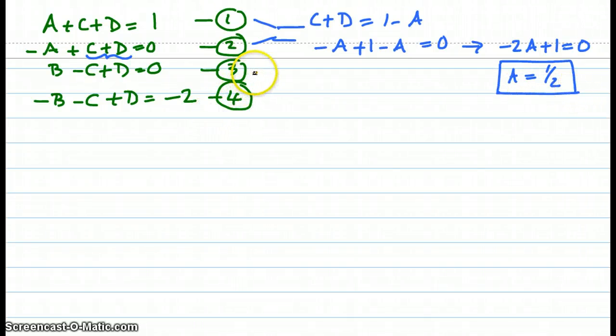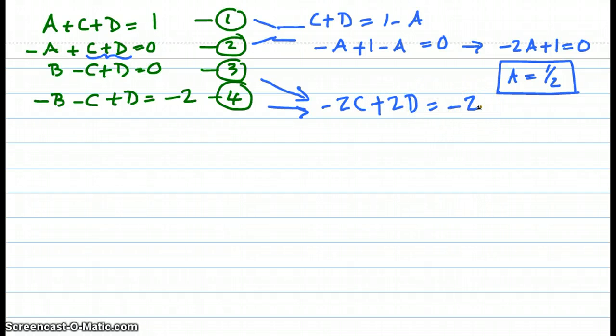Now, if I consider equations 3 and 4, and if I add them up, I see b and negative b cancel out. Negative c minus c gives me negative 2c. d plus d gives me plus 2d. 0 minus 2 gives me negative 2. If I divide by 2, I get negative c plus d equals negative 1.